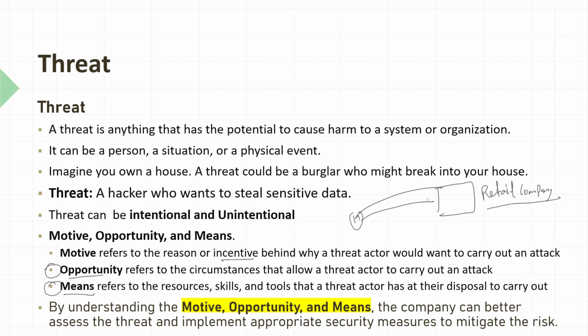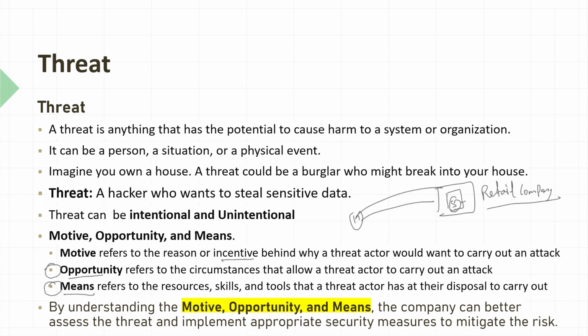So here the motive of the cyber criminal is to have a financial gain. They aim to steal customer data. They aim to steal information, which they want to sell on the dark web. So that is basically called a motive. Second is called an opportunity. Opportunity is basically, we have discovered the retail company has servers running with outdated vulnerabilities.